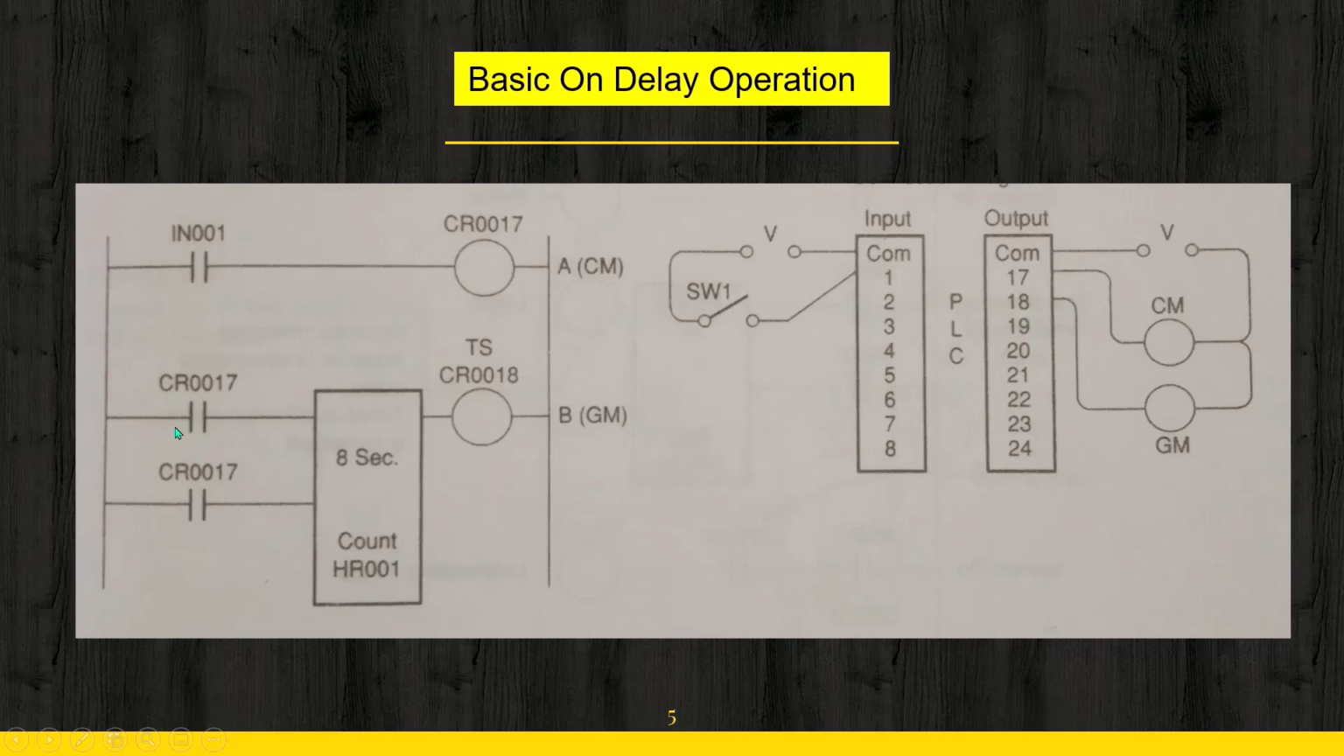Now when this contact gets closed, then what will happen? This particular timer block will start counting. Now when it completes the counting of 8 seconds, then this coil will be energized. Now when this coil is energized, your grinding motor will start. That means your grinding operation will start acting. So this is the basic delay operation that you have seen.